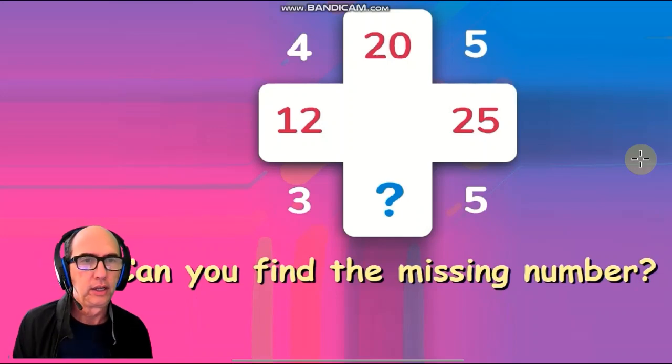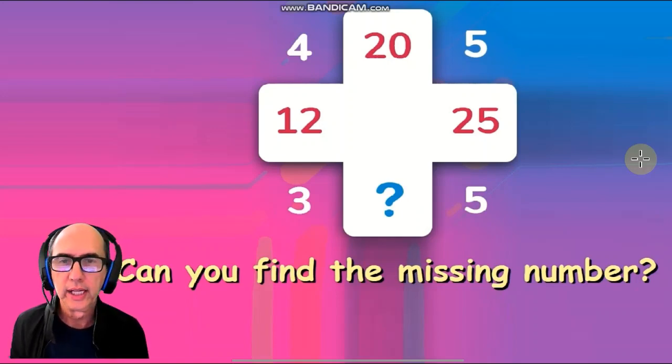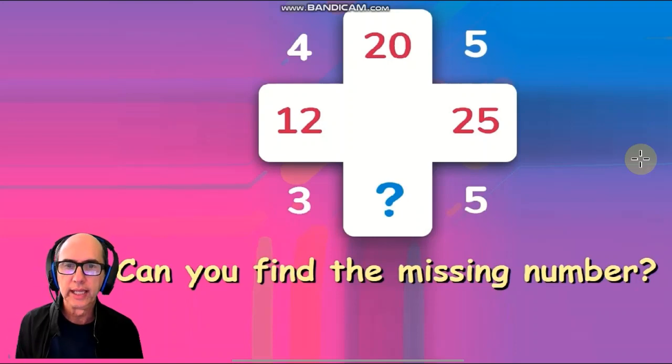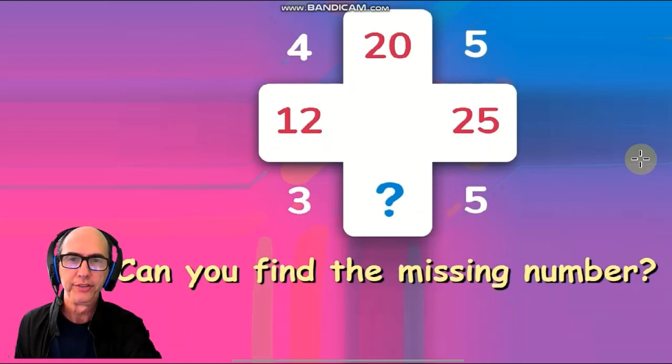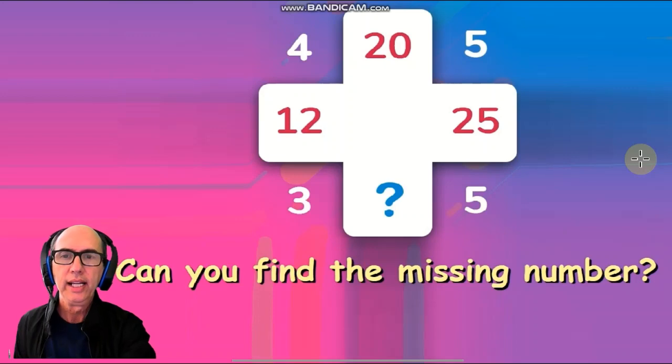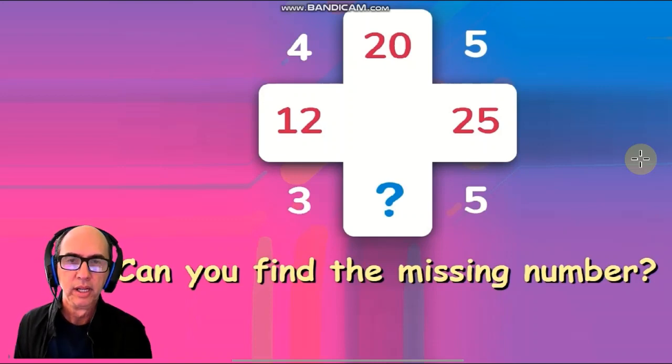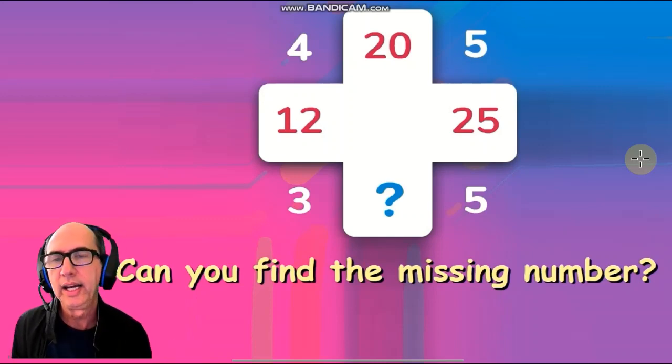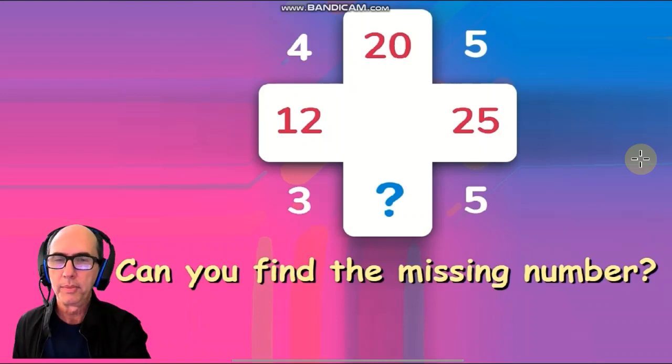Hello, this is our intermediate algebra course, and the challenge today is, can you find the missing number? You have this picture with a cross. It looks like a gigantic plus sign, and inside you have the numbers 12, 20, 25, and there is a missing number. And outside, I think the hint is about the numbers that you see outside.